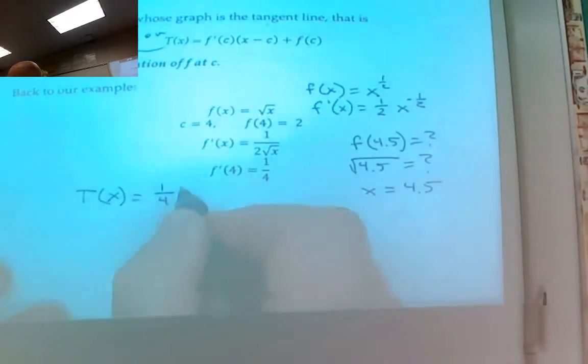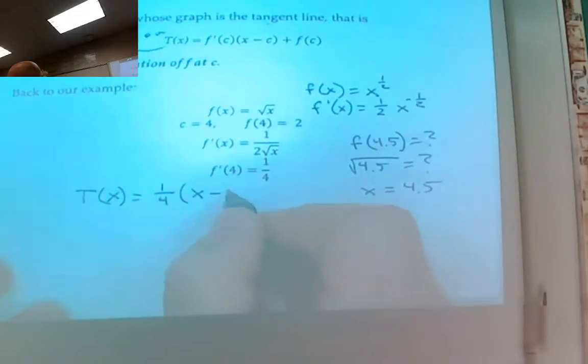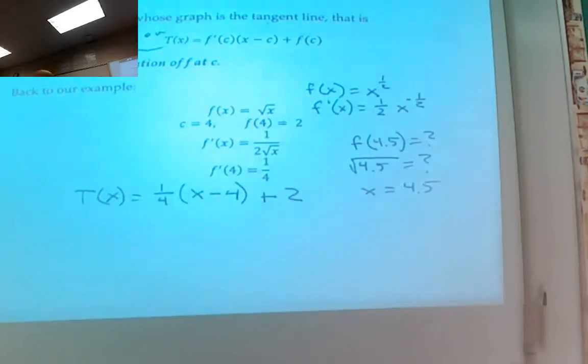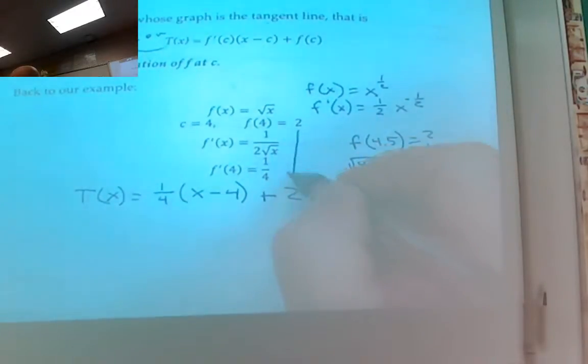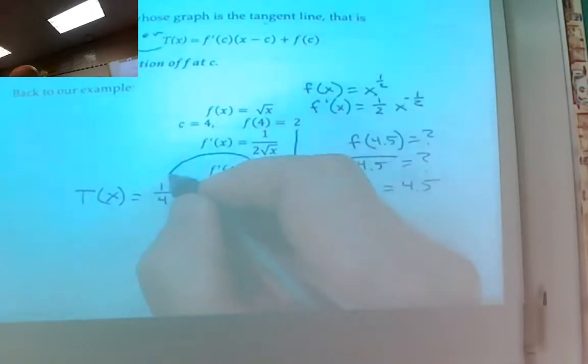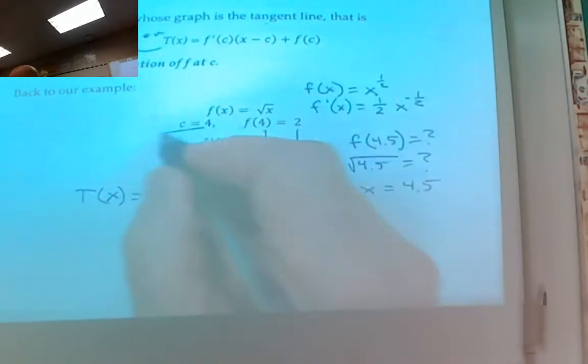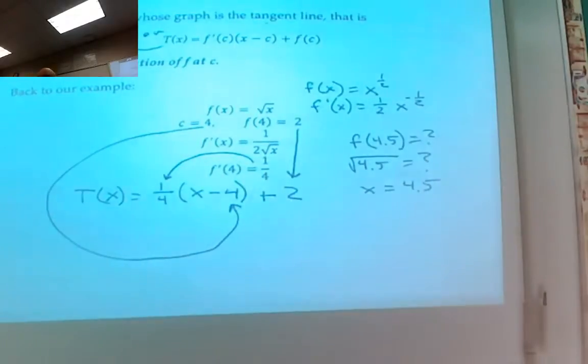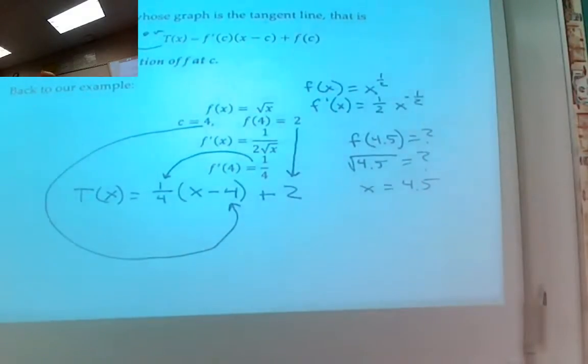So my tangent function looks like this: 1/4 times x minus 4 plus 2. The 2 is from here. The 1/4 is from here. The 4 is that. My x is 4. Yes, ma'am. Do you want us to write t of x, or can we write y? I'll let you do either one. I don't care. They're the same. Whichever makes sense to you.